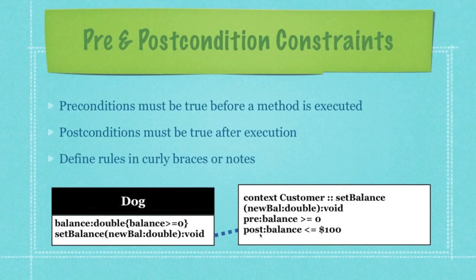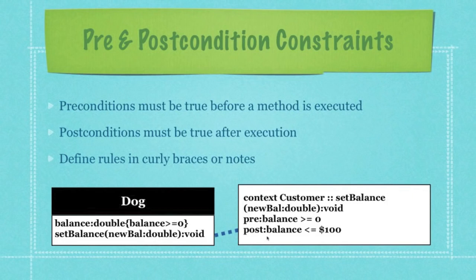And then we also have post conditions. Let's say that we are never going to sell a dog that is more than $100. In that situation, we want to make sure that the balance never has a value that is greater than $100. And that's exactly how you would define it there.